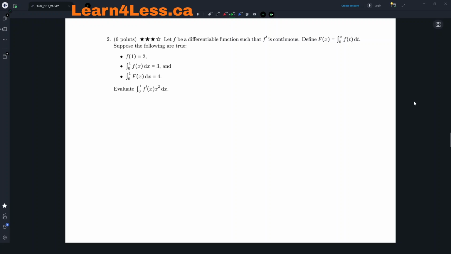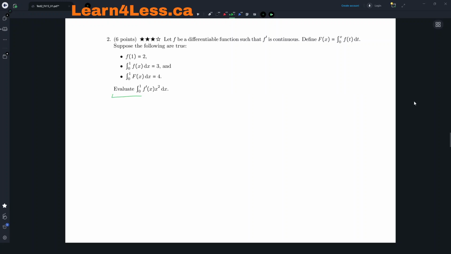In this problem, we are given a function f, which is an anonymous function, but what we know is that f prime is continuous, and the integral of f from 0 to x is capital F of x. And we have some information about the value of the function f at 1, the integral of f from 0 to 1, and the integral of capital F, which is the integral of f from 0 to x, from 0 to 1. It's a bunch of information about the function f.